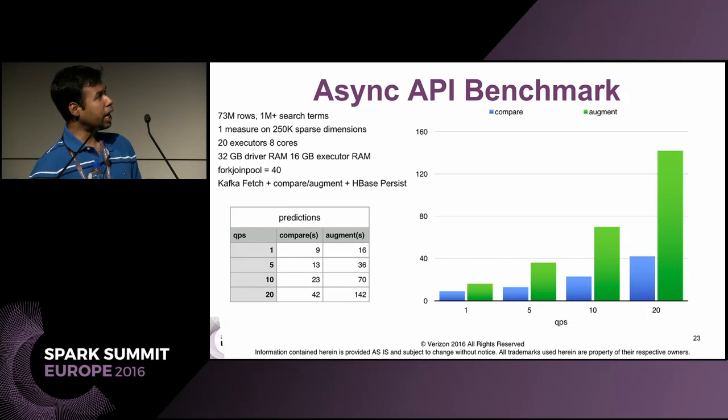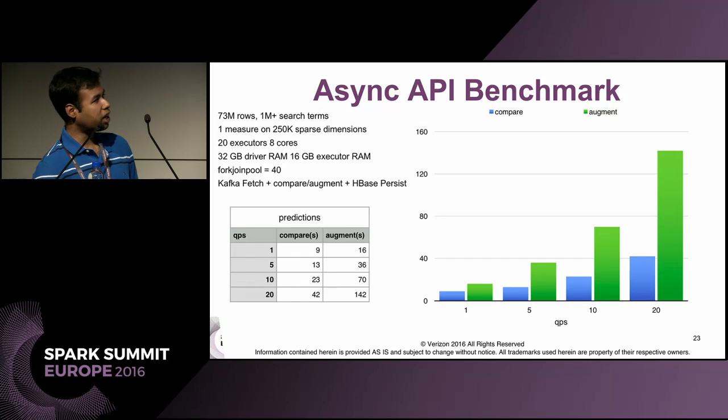Now the async API benchmark is the compare and augment, the predictive algorithms that I showed to you. These runtimes are also in seconds. We are making use of the same kind of setup, 266 GB data we are pushing onto 160 cores, nothing fancy in terms of RAM. This one makes use of a fork join pool. So what we do is fire 40 concurrent requests onto the Spark node. And in this, you can see the queries per second scaling as well.